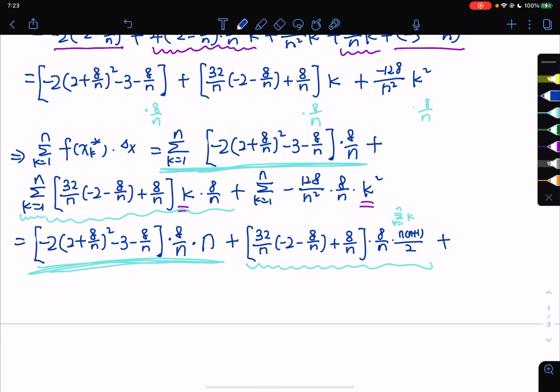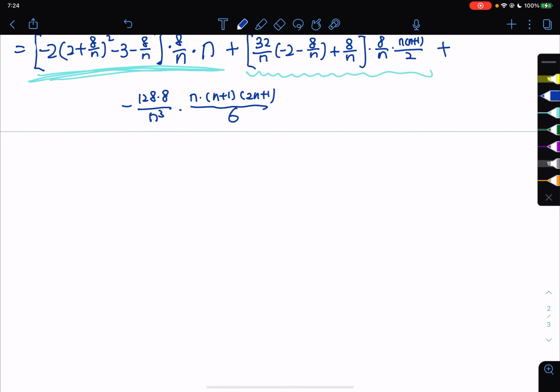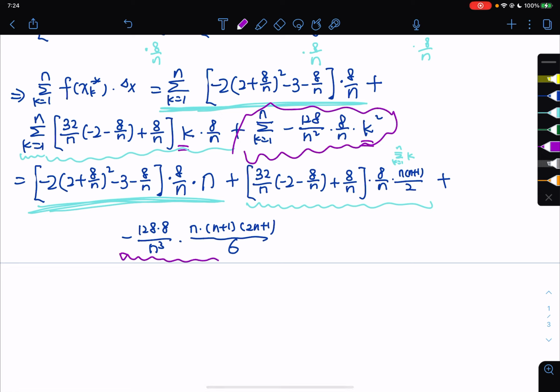And then we move on to the third part. The third part, the same idea. Constant coefficient can be moved out. Sigma summation of k squared term. I have a formulation on the next page. So it is going to be negative 1 to 8 times 8 over n cubed. Sigma summation of k squared is n plus 1, 2n plus 1 over 6. If I remember that correctly, let's just take a quick look. Yes, that's correct. So I have all the pieces worked out, right? This is the same as that.